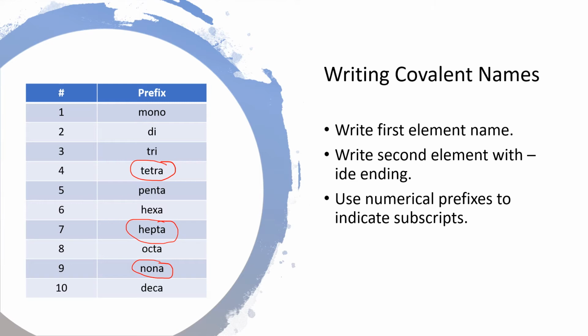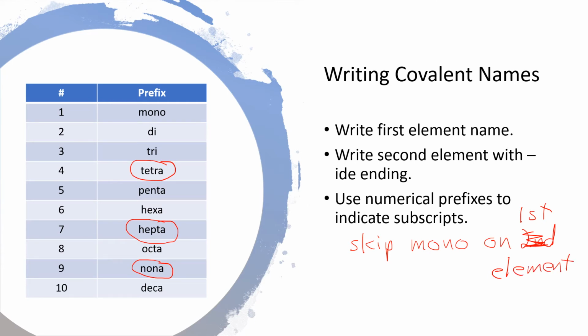Okay, so what are we going to do for formal rules? We're going to write the first element name. Then we're going to write the second element with the IDE ending, and then we're going to put numerical prefixes in front of both elements to show how many are indicated by the subscript. And then we're going to skip mono on the first element.